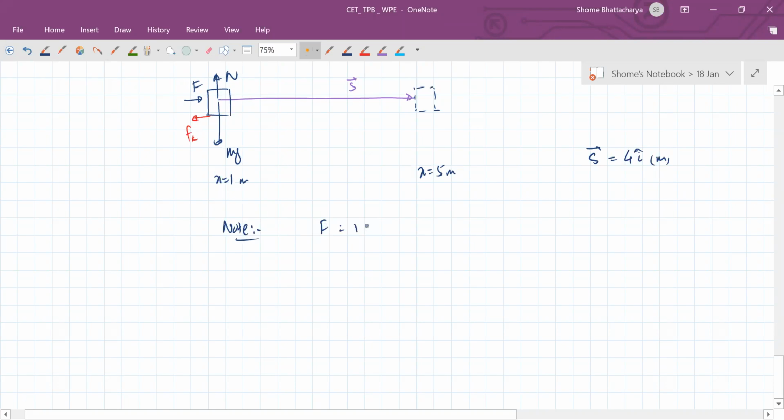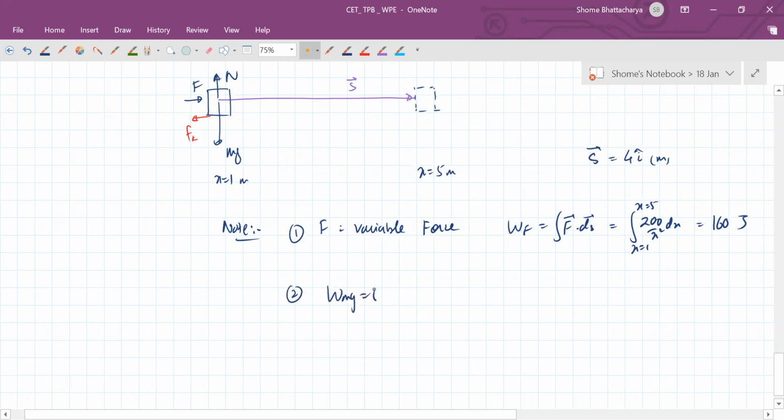Here F is a variable force. So we calculated the work done by F by the integration method, and we got that already. We have got that as 160 joules. But for the other forces, work done by mg will be 0, and work done by normal reaction will be 0, because mg acts perpendicular to displacement, and normal reaction acts perpendicular to displacement.